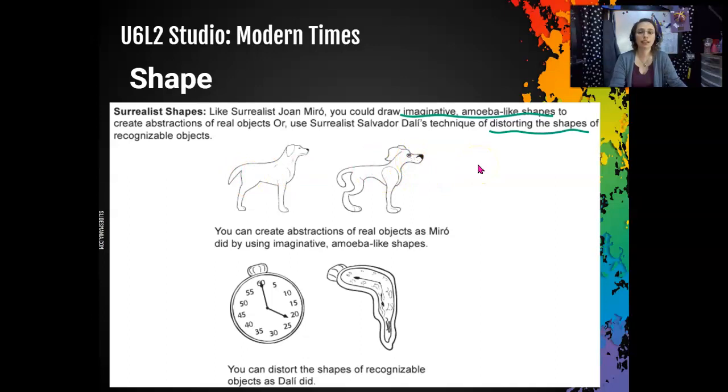Or you could take this idea of surrealism in a different direction, more like Salvador Dalí, where he was distorting the shapes. So he has a recognizable image and he then uses that image and distorts it in some way in his composition. So you could do that as well to create more of a surrealist painting.